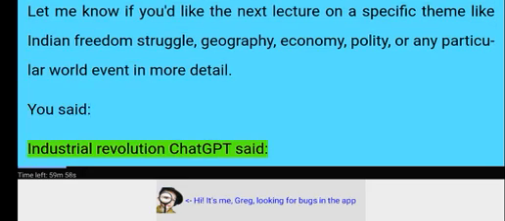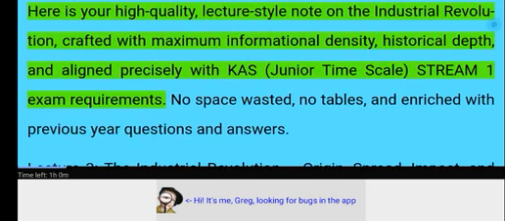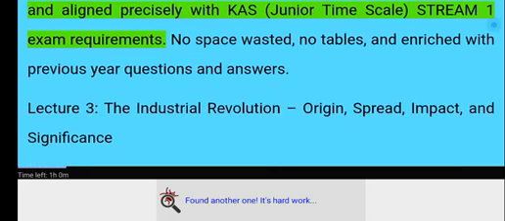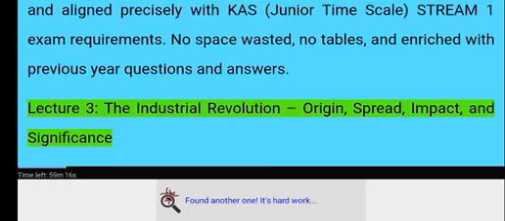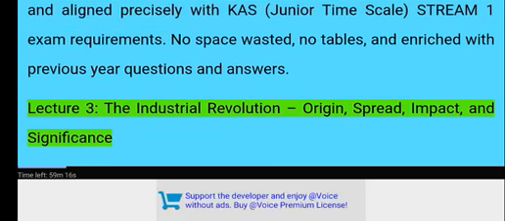You said: Industrial Revolution. ChatGPT said: Here is your high-quality, lecture-style note on the Industrial Revolution, crafted with maximum informational density, historical depth, and aligned precisely with CAS Junior Time Scale, Stream 1 exam requirements. Lecture 3, The Industrial Revolution: Origin, Spread, Impact, and Significance.